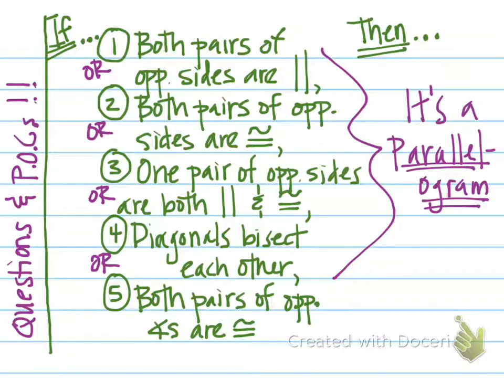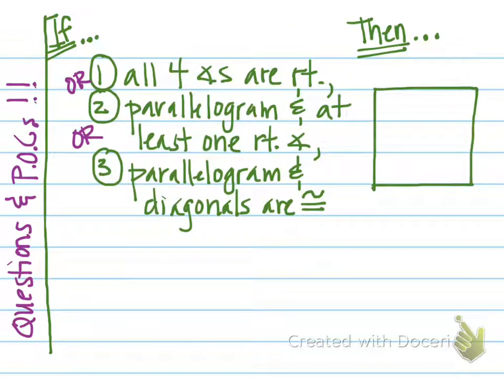Now, if you want to be more specific and figure out, okay, I know it's a parallelogram, now I want to figure out what kind. Is it a rectangle, a rhombus, a square? We've got other tests for that. But these are the 5 tests to prove that you have a parallelogram, or to see if you have a parallelogram.